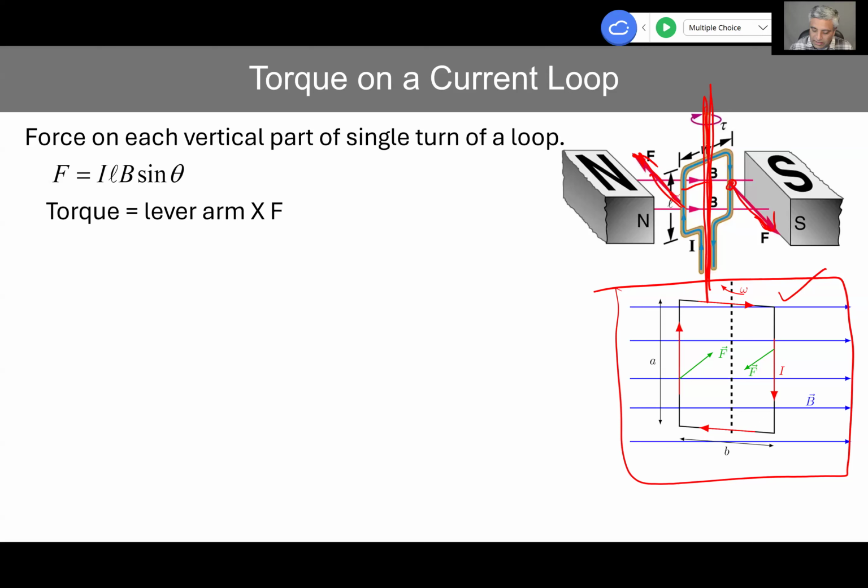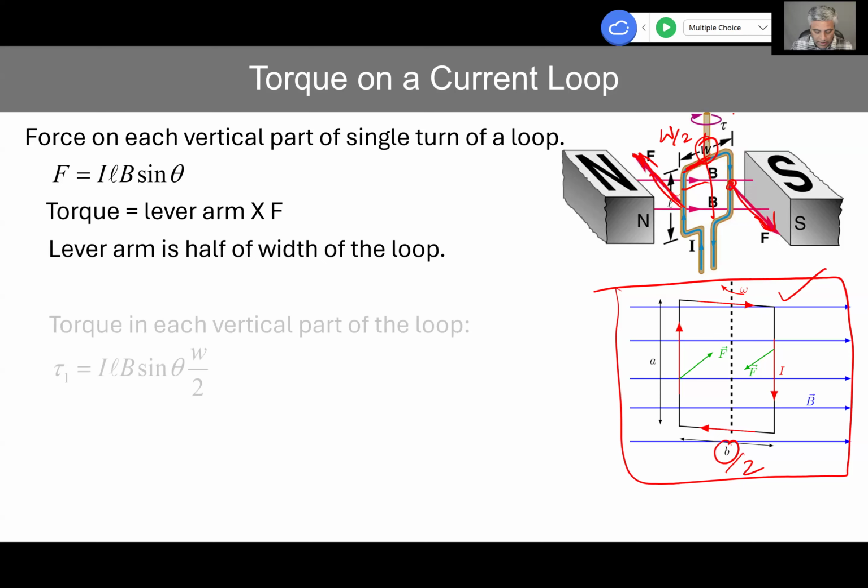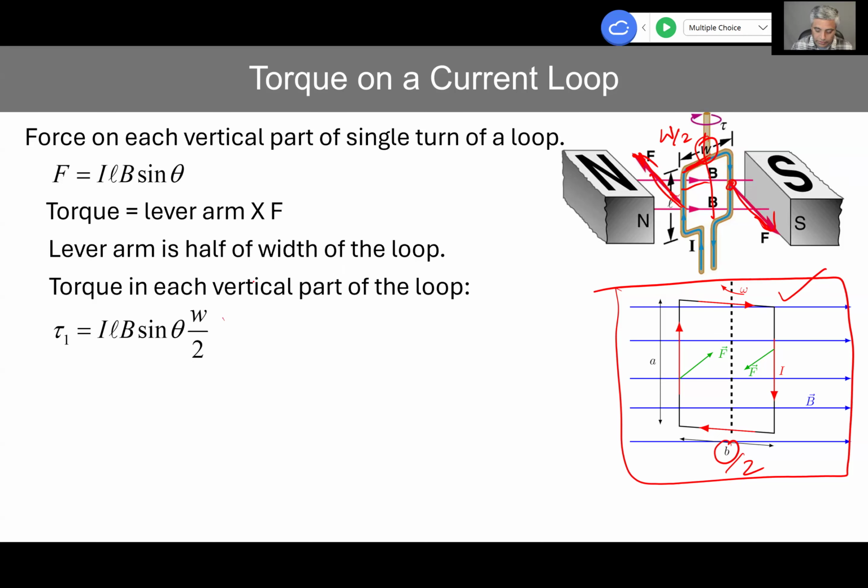So the lever arm in this case is going to be exactly half of the width of this wire, okay? If we were to say B, it's going to be B over 2. If we were to say W, then it's going to be W over 2. Let's see, what did I write here? I think I wrote W based on this. So that's the torque on one side.